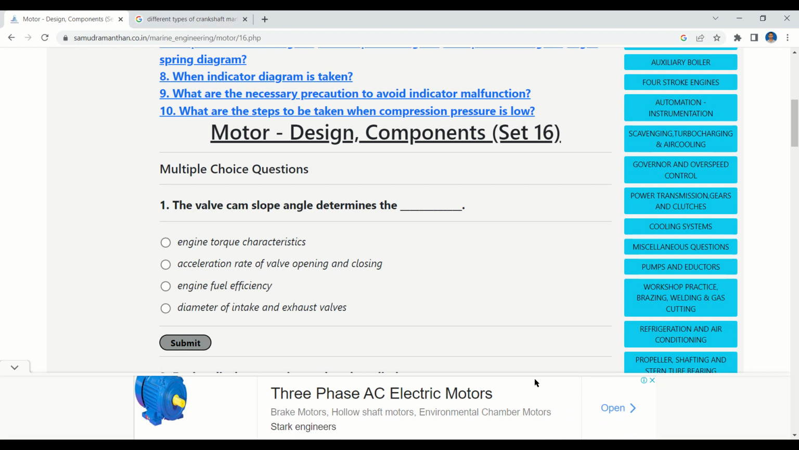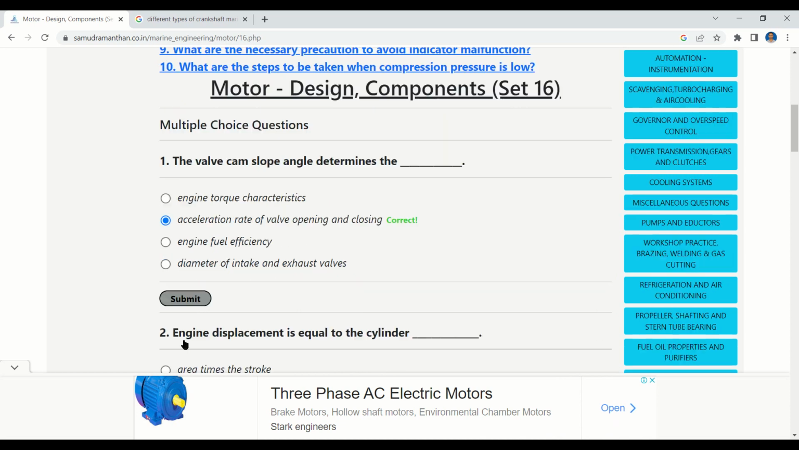Let's start. Our first question is: the valve cam slope angle determines the options given are engine torque characteristics, acceleration rate of valve opening and closing, engine fuel efficiency, diameter of intake and exhaust valves, and the correct option should be acceleration rate of valve opening and closing.